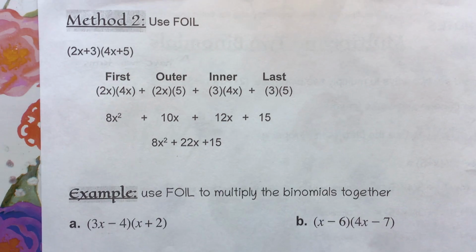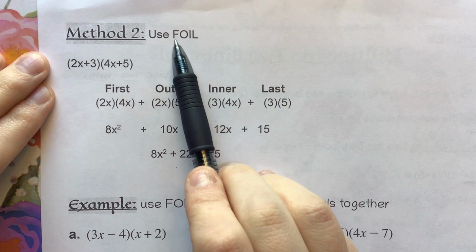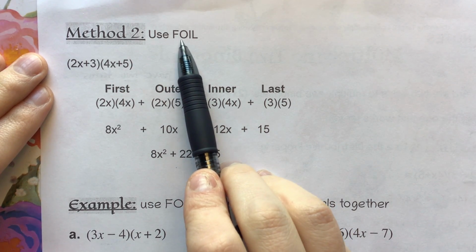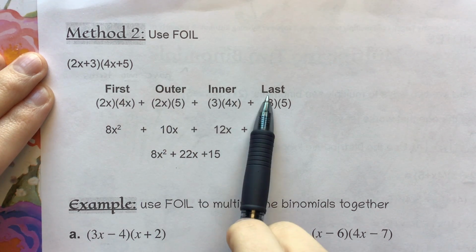All right. Moving on to the back side of the page, we're doing the same exact type of example, but now this is just another strategy that you can use to multiply binomials together. This is the FOIL method. FOIL stands for first, outer, inner, last. So notice first, outer, inner, last.